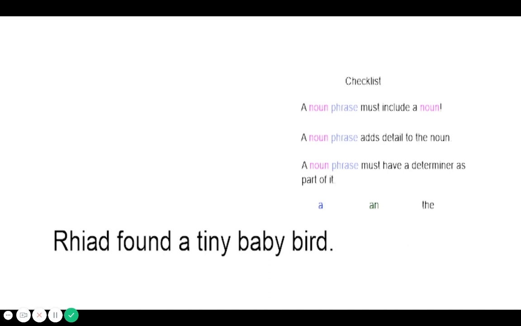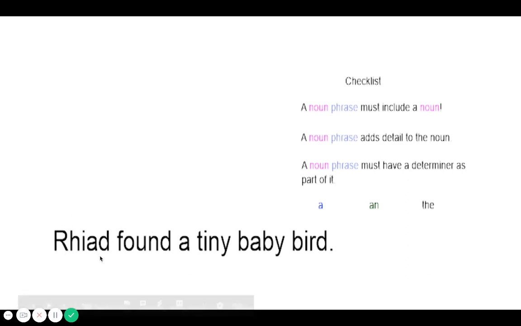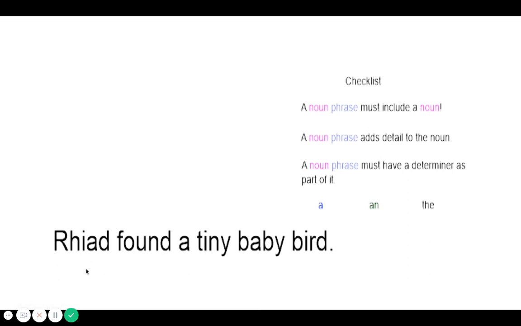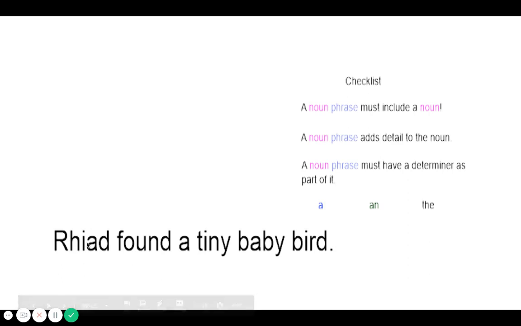It tells you more about your noun. And if we look over here and we focus on our first proper noun, Riyadh, do I have any more information here about Riyadh? Do I know how old they are? Do I know whether they're a boy or a girl? No, I don't know anything at all about them. So it's very unlikely that Riyadh is going to be part of my noun phrase.